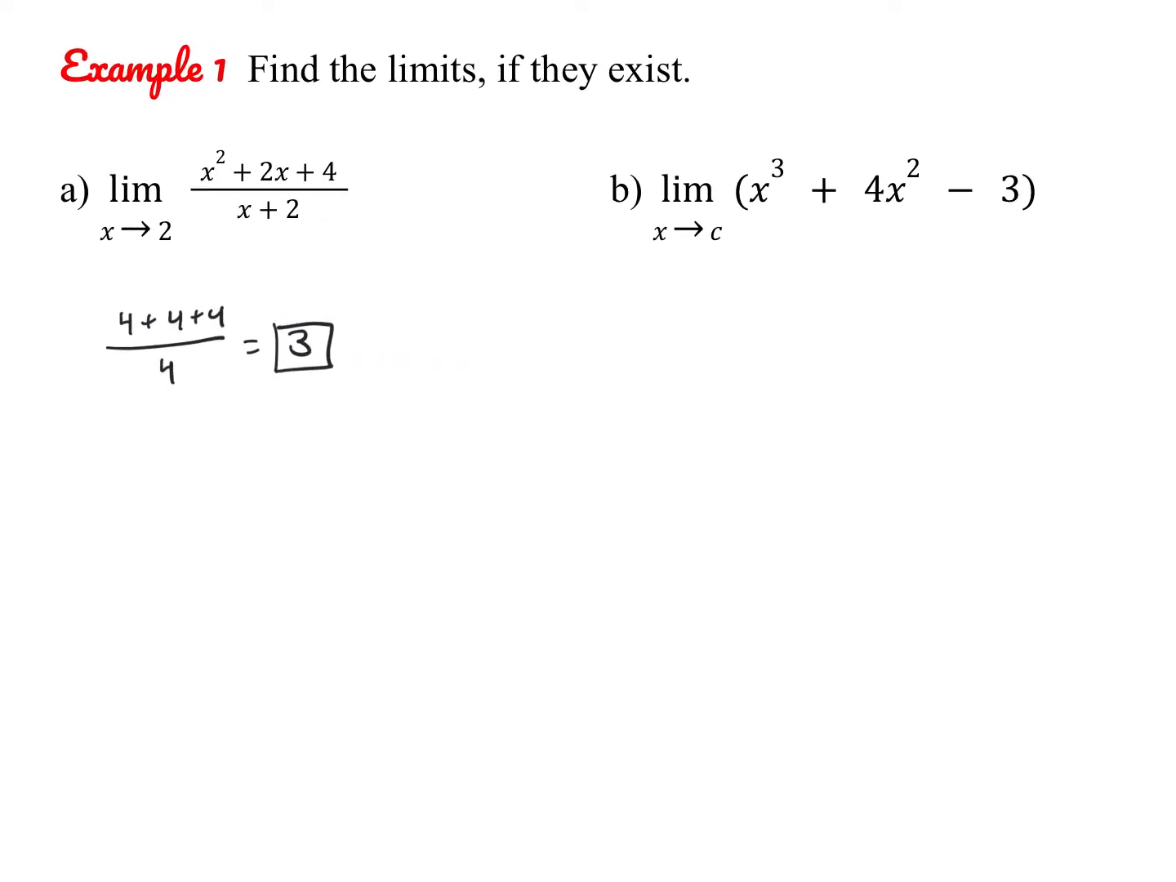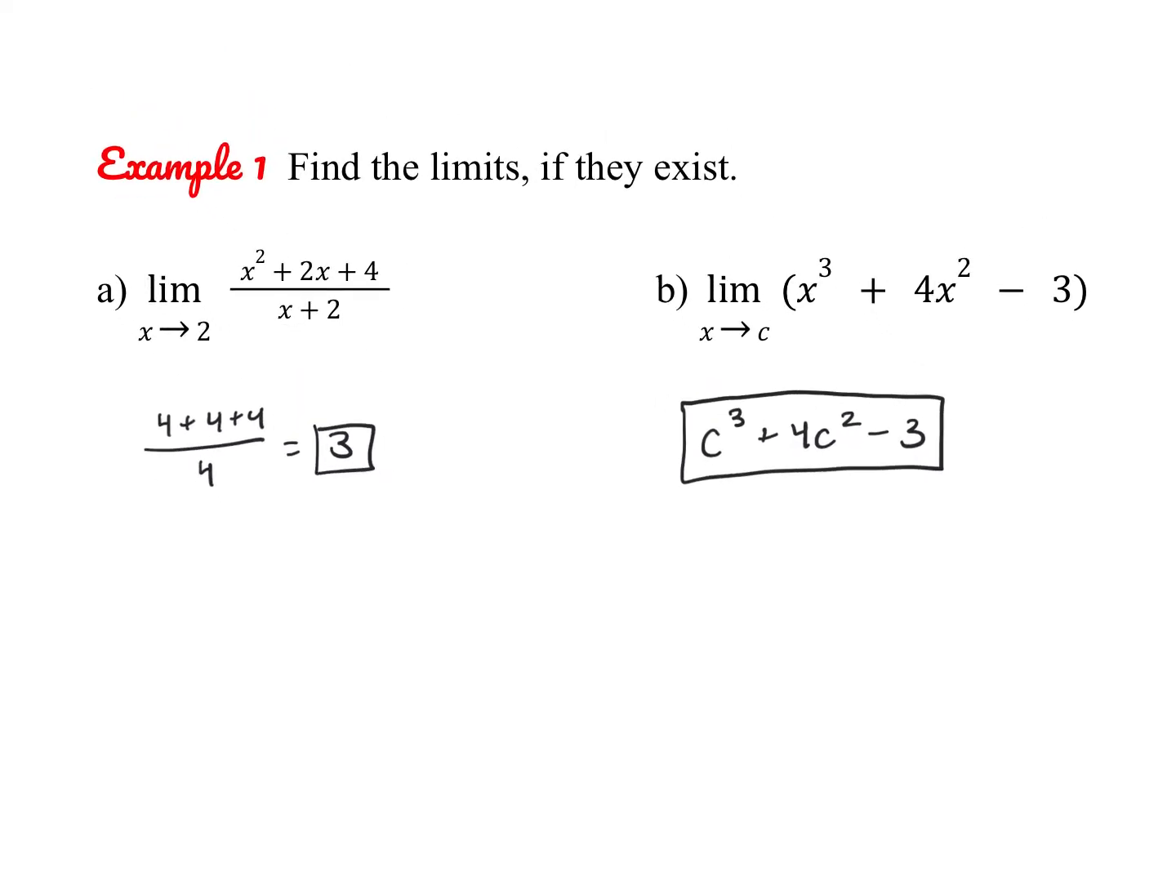Okay, if we look at our next one, we're finding the limit as x approaches c of this polynomial. So we are just going to substitute. So we actually get c cubed plus 4c squared minus 3. It's not an undefined number, and this actually will be our limit. I know it looks a little bit strange because it has the variable c in it, but as long as it's not an undefined or imaginary number, it will work for our limit.